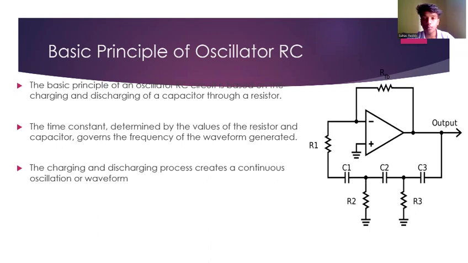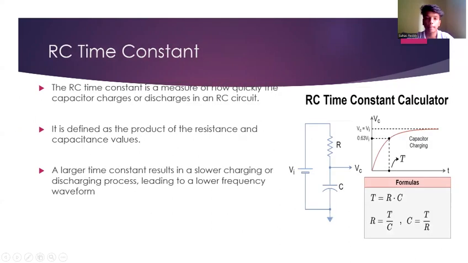In charging, we get the positive waveform. In discharging, we get the negative waveform. This is a circuit diagram for oscillator RC. The circuit includes three resistors and three capacitors connected to an op-amp.